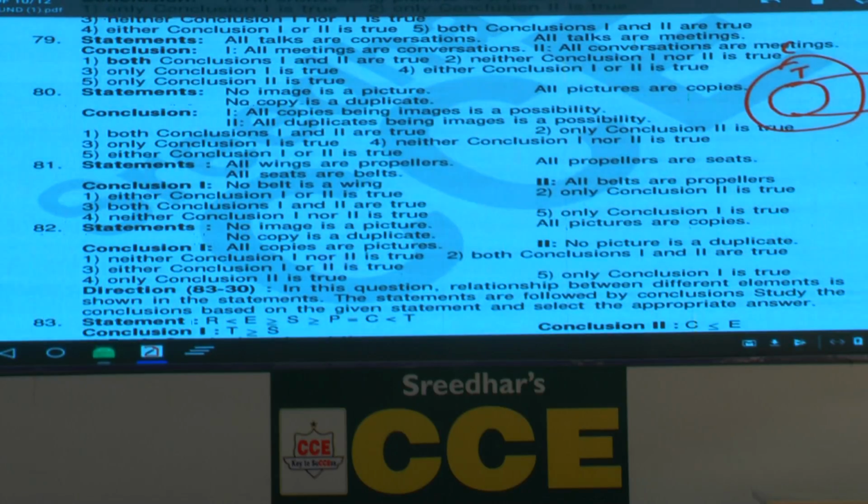Now 79 done. Now question number 80, no image is a picture, isn't it? No image is a picture can be written like this, this is image and this is picture.